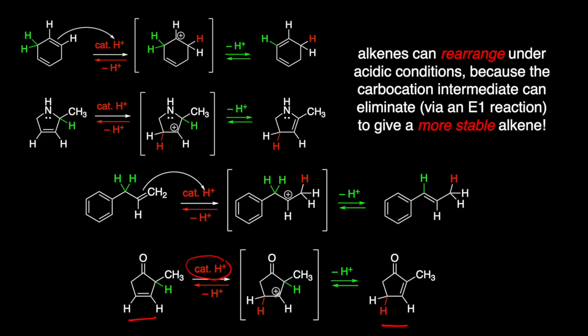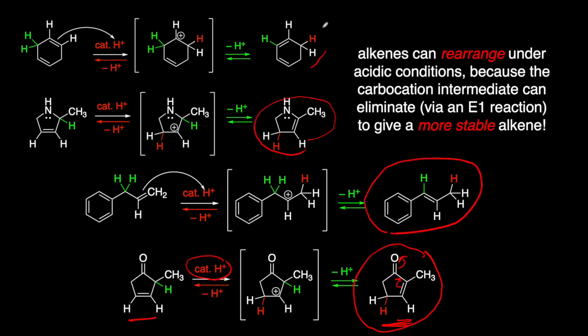This cation can lose either a green hydrogen and go over here, or it can lose one of these red or white ones and go right back to where it started. If it loses this green one, now I get a new alkene that is conjugated to that CO. So this is going to be more stable pi conjugation, just like all of these were. So the moral of the story is alkenes can rearrange under acidic conditions to give more stable alkenes.